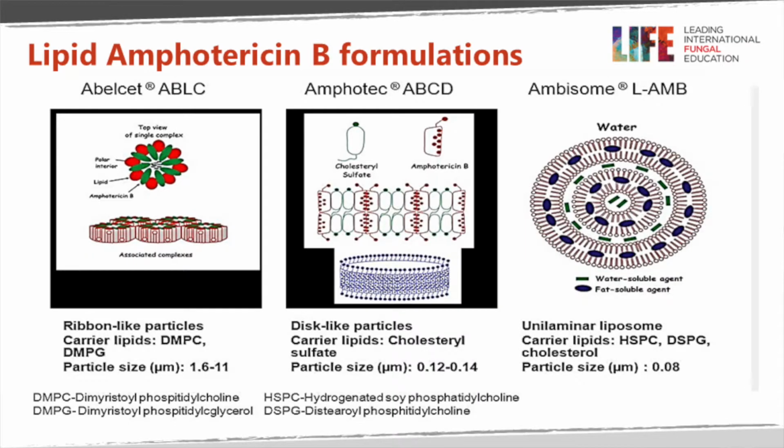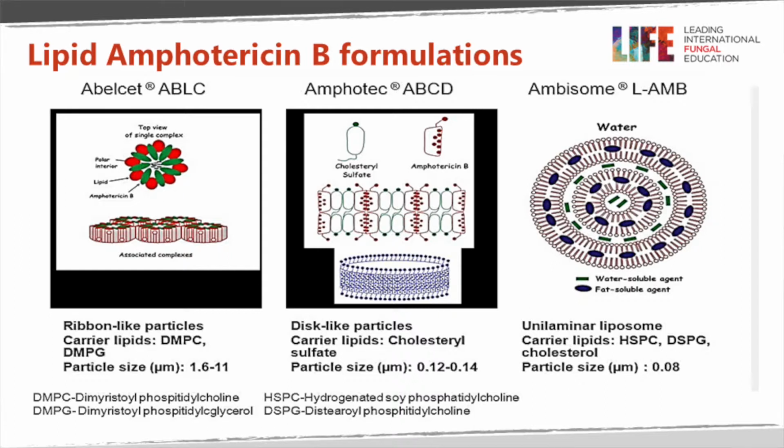This is quite a complicated slide, just looking at the structure of the different lipid amphotericin B formulations. If we start on the left-hand side of the slide, the amphotericin links in with different carrier lipids, and as you can see at the bottom, it tends to link in with DMPC and DMPG, and it links in between to form a circle, and then those circles are linked by a ribbon formation to form an associated complex.